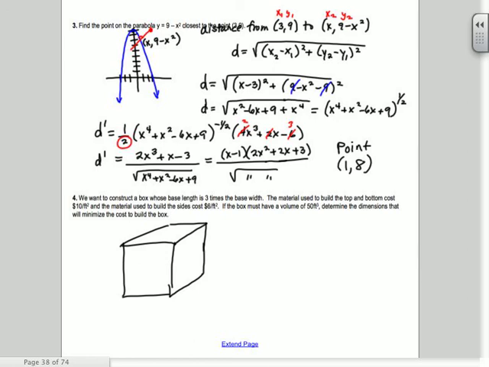All right, so 3W, W. I drew mine kind of different, but the material used to build the top and bottom costs $10 per square foot, and the material used to build the sides costs $6 per square foot. If the box must have a volume of 50 cubic feet, determine the dimensions that will minimize the cost to build the box.